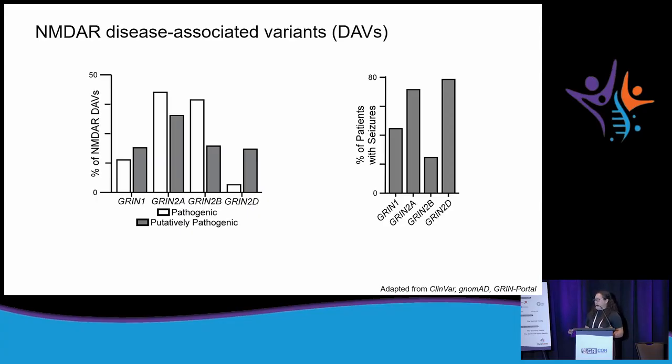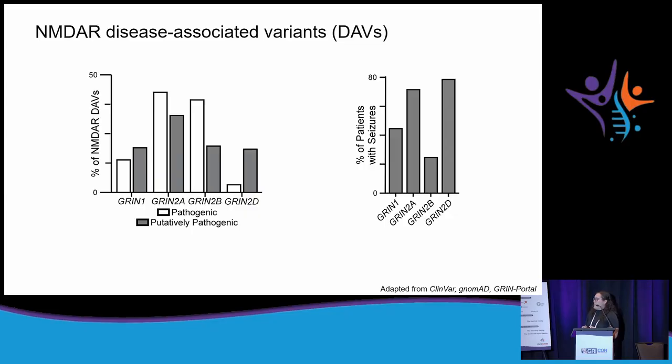So, to date, as we've heard about before, a multitude of disease-associated variants have been identified in the GRIN genes encoding their corresponding subunits of the receptor. And like others here, I collated data from publicly available sources and grouped variants as pathogenic and putatively pathogenic based on known patient data and pathogenicity.